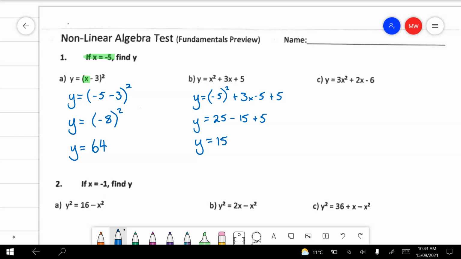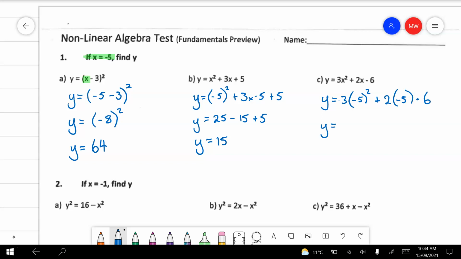And the last one, y will equal 3 times minus 5 squared plus 2 times minus 5 minus 6. I've written this one a different way, times minus 5 means the same thing, just to mix it up a little bit so you can see there's a few different ways of working this out. You can put it straight into your calculator like that as well if you like.